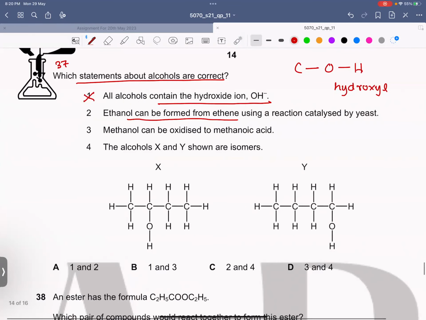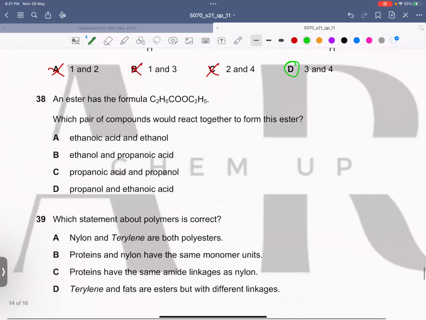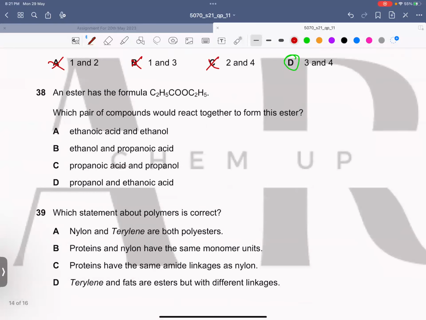Ethanol can be formed from ethene by using a reaction catalyzed by yeast. No, not at all. So the second statement is wrong. So if you see, 1 is wrong and 2 is wrong. Now see, you don't need to work on the other 2. You saved your time, you mark D correct and move on to the next question. So that is how you will save your time in the exam.